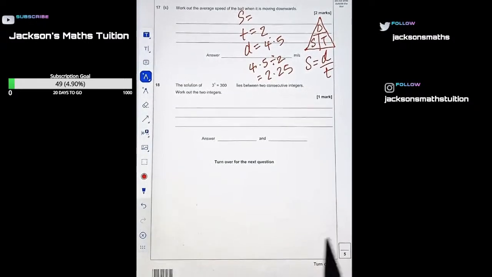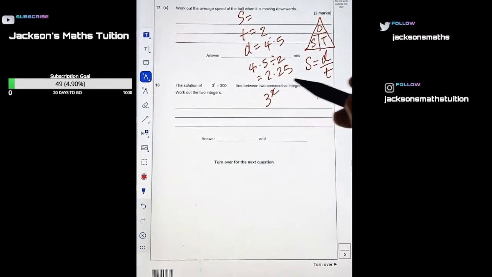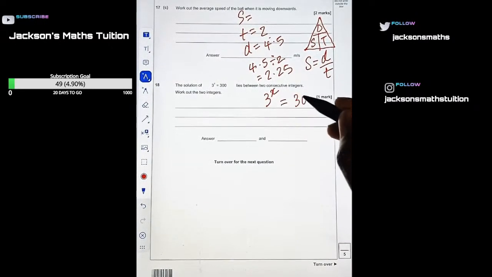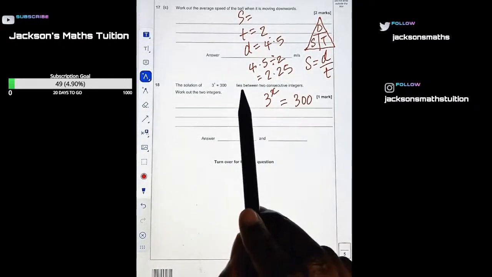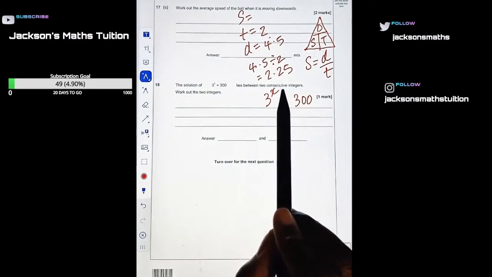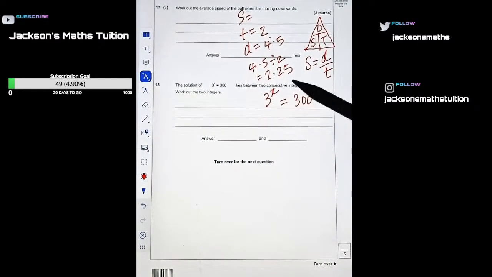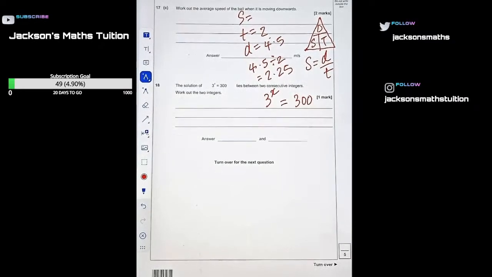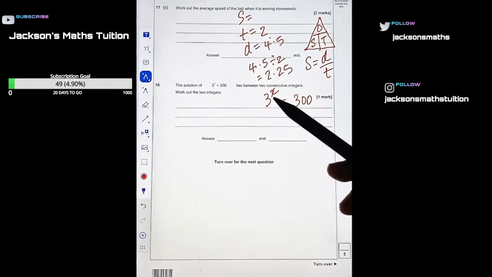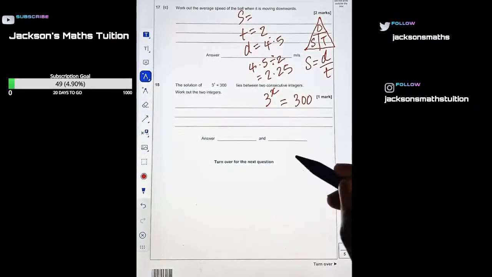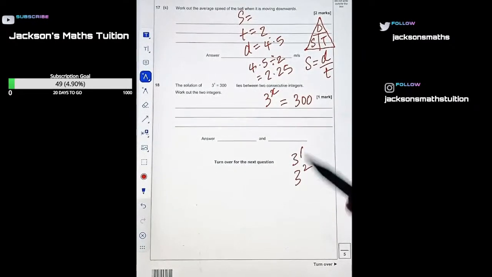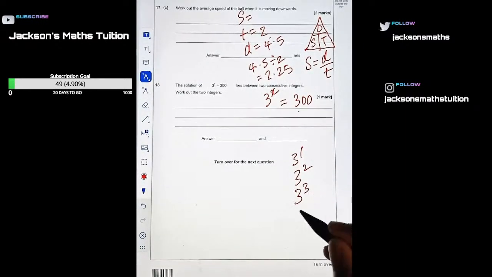Question 18. The solution of 3 to the power of x is the same thing as 300. It asks us between two consecutive integers, which two consecutive integers would the 300 be between? So these are just powers of 3. Because it's a calculator paper, just do 3 to the power of 1, 3 squared. You should know which one is closest to 300. So if you do powers of 3, that will take you to your answer.